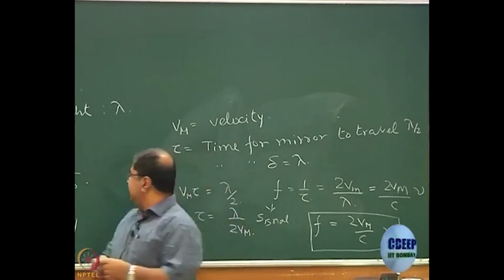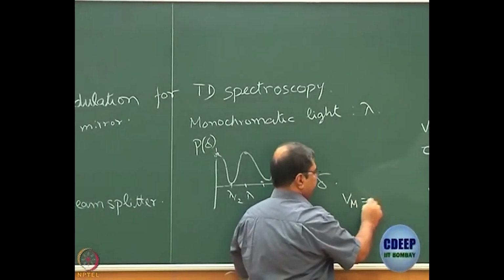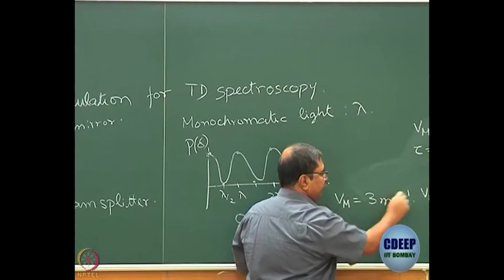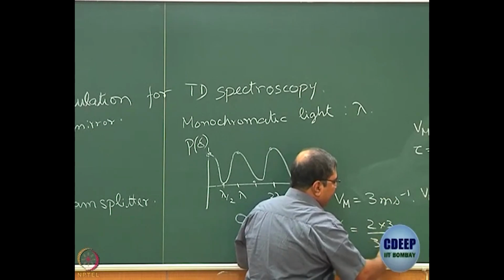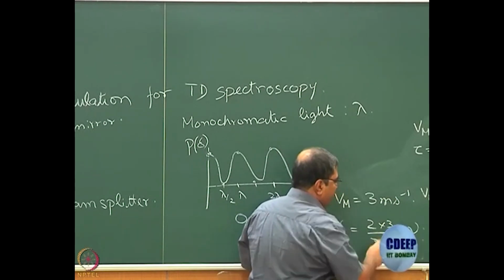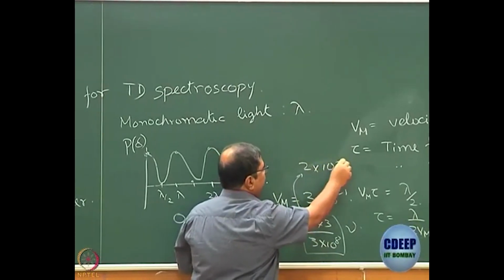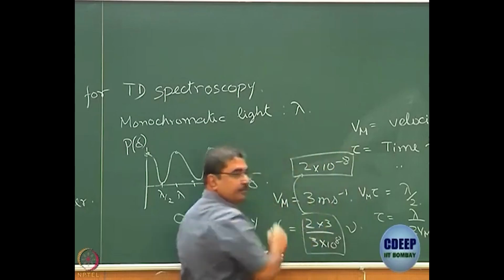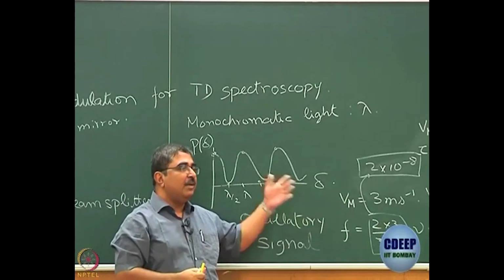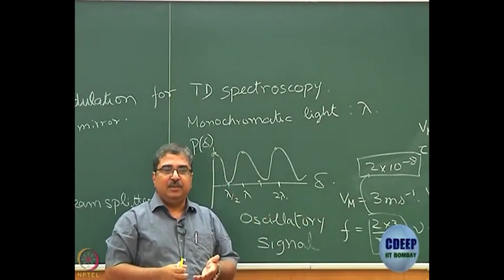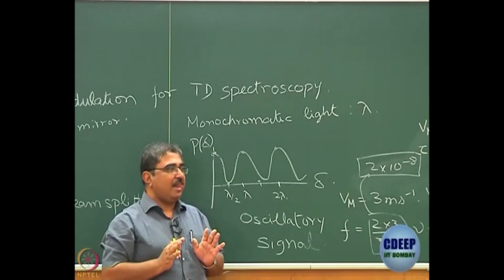So, if this is 3 meters per second, then what is F? F is 2 into 3 divided by 3 into 10 to the power 8 nu. What does this factor come out to be? This comes out to be 2 into 10 to the power minus 8. Is that right? So, see, what we are doing essentially is that we are scaling down the frequency to a range that we can see on an oscilloscope. That is what we are doing.